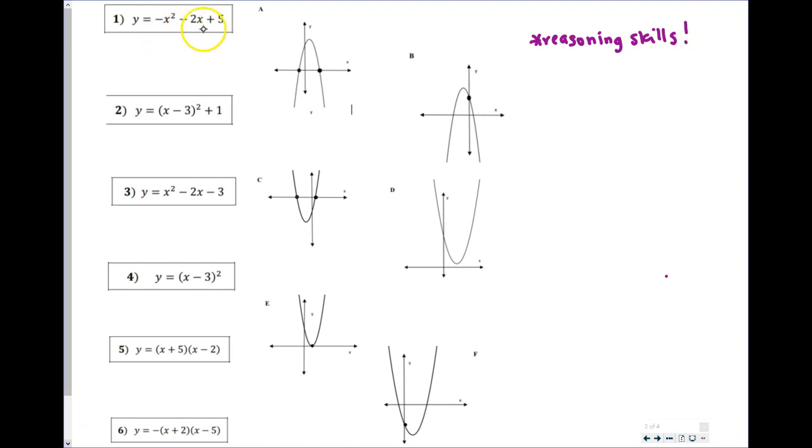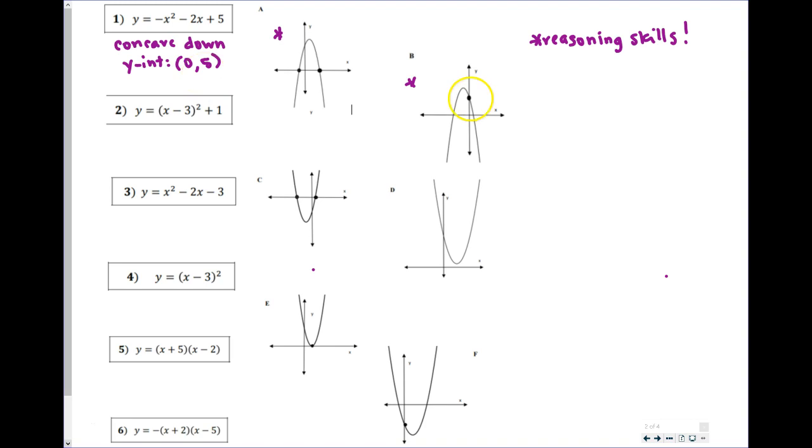That's in standard form. There are two things I get from the first equation. I get that it's concave down, and the y-intercept is (0, 5). I see two graphs that are concave down. I see this one, and I see this one. So that takes care of the first thing. Now, which one has a y-intercept of (0, 5)?